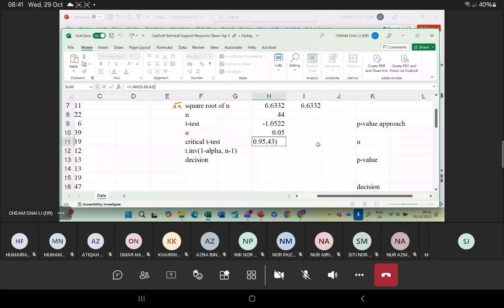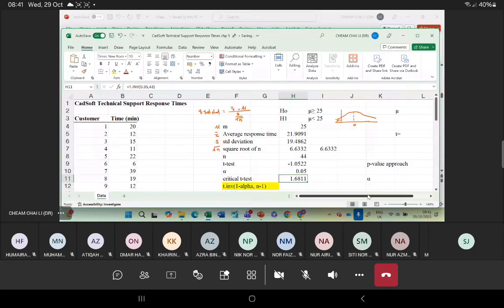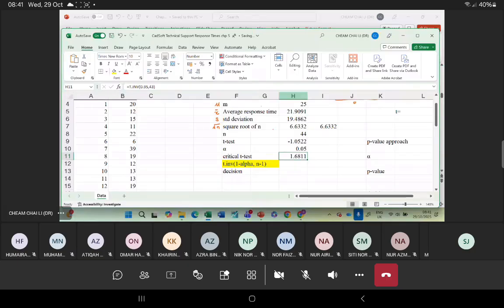So this is your formula, that statistic function. You substitute in this, and then you get your critical value. Now you see, kita sekarang ni dah ada value. We have this value. Your critical test statistic is 1.68. Your test statistic is negative 1.05.